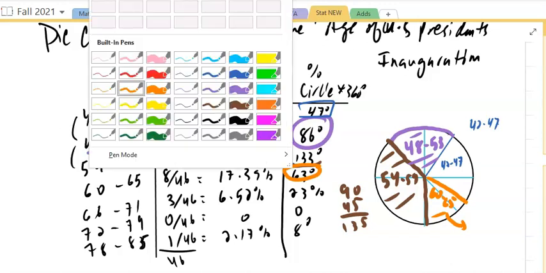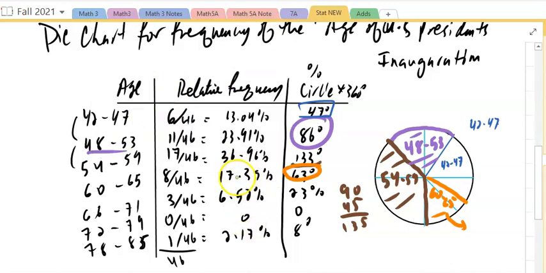And for the remaining, we need 23 degrees. This is a bit more than that, so about right there. I would say that is the 66 through 71. And lastly, I will point out that this is the 78 to 85. And that would be how we make a pie chart.